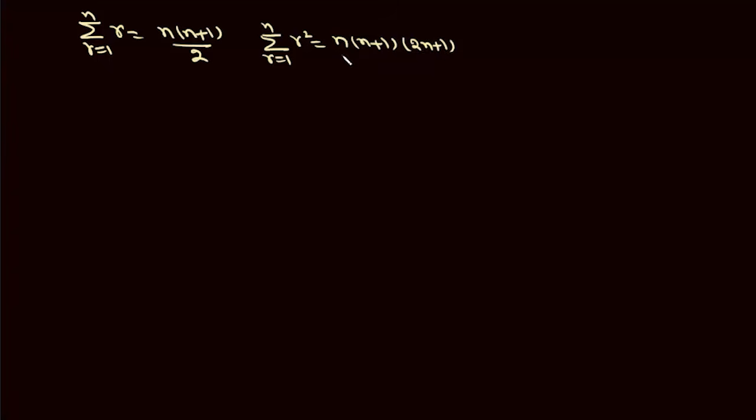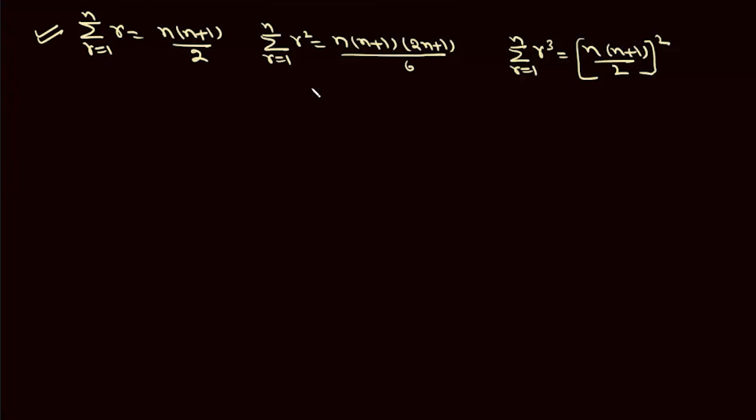Now we already know these formulas. Summation R varies from 1 to n R, it is n into n plus 1 by 2. Summation R varies from 1 to n R square, this is n into n plus 1 into 2n plus 1 by 6. And then this is summation R varies from 1 to n R cube. This is n into n plus 1 by 2 whole square.